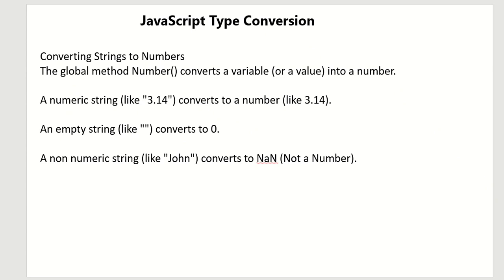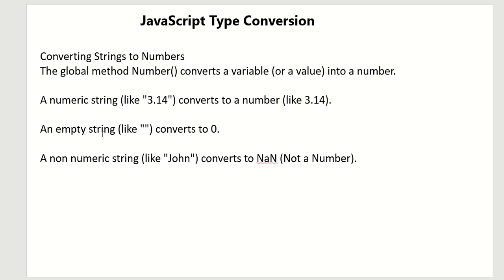Hello everyone. Our topic today is all about JavaScript type conversion. Here you can see converting strings to numbers. The global method, the Number function, converts a variable or a value into a number. A numeric string, that means if you find "3.14" in double quotation and you want to convert it into a number, like only 3.14 with no double quotation, that is one way.